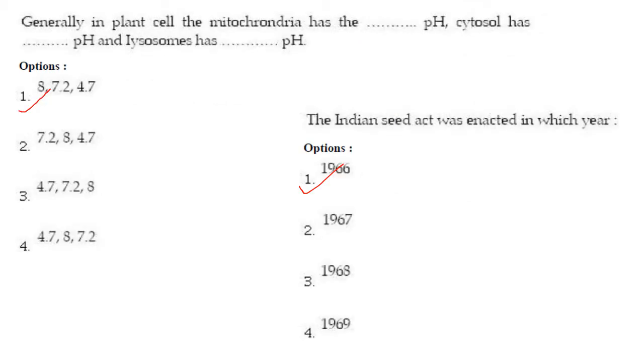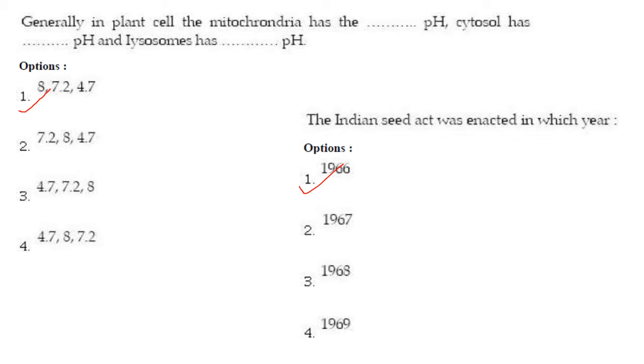Next one, generally in plant cell the mitochondria has the dash pH, cytosol has the dash pH, and lysosomes has dash pH. Option 1: 8, 7.2, 4.7; 2: 7.2, 8, 4.7; 3: 4.7, 7.2 and 8; and 4: 4.7, 8 and 7.2. Answer is option 1: 8, 7.2 and 4.7.